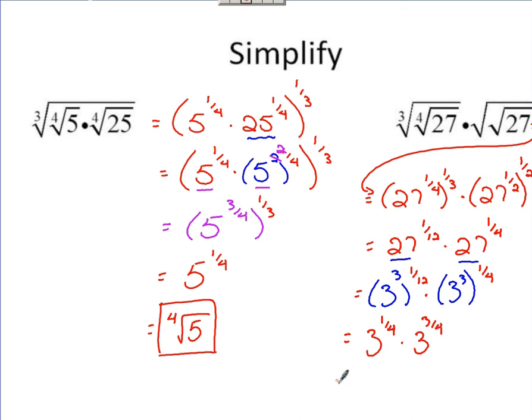Got your like bases, multiply, we keep the base 3. If you add your exponents, you got 1/4 plus 3/4, which is just 1. So the answer becomes 3.